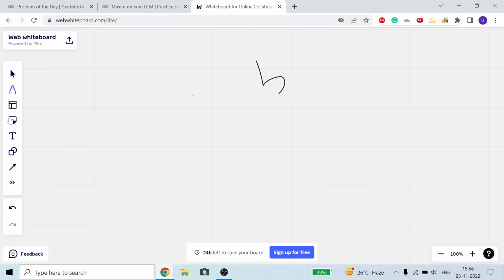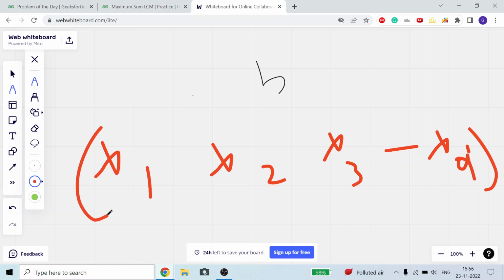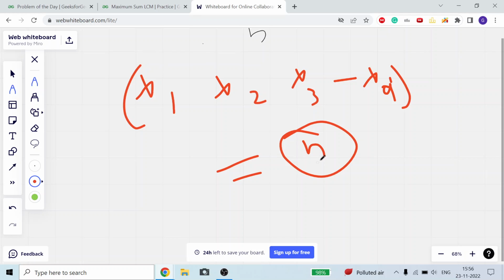So we are given n, and we have to find some numbers x1, x2, x3 up to xt, where t is the total count of numbers. The LCM of all these numbers will be equal to n. Okay guys, so now, for the LCM to be n, all the numbers x1, x2, x3 up to xt must divide n.